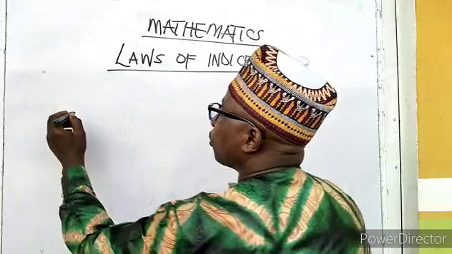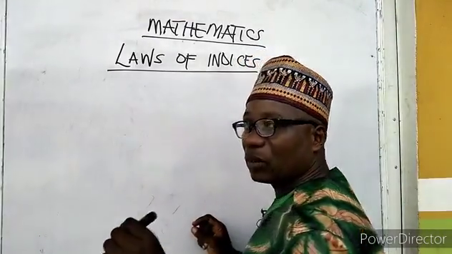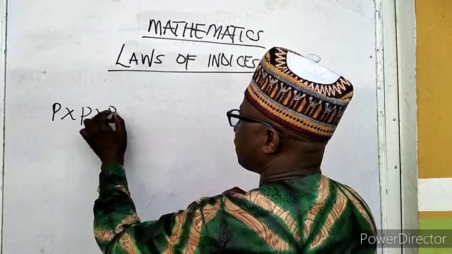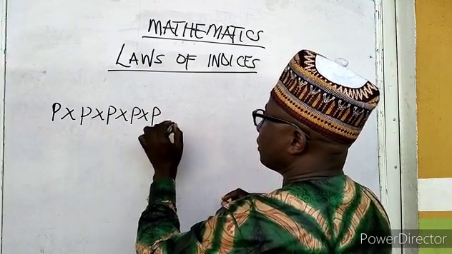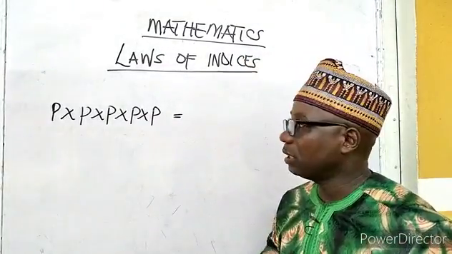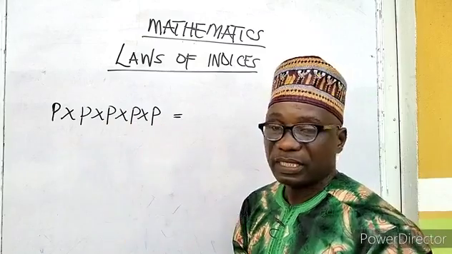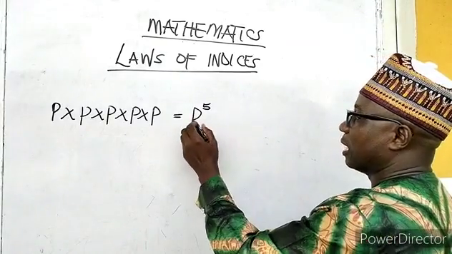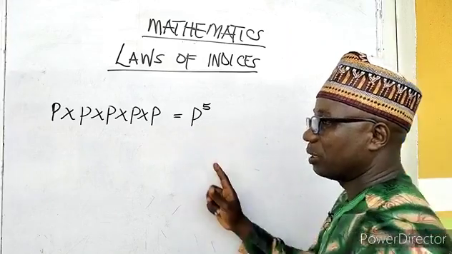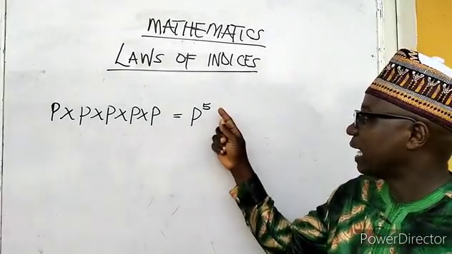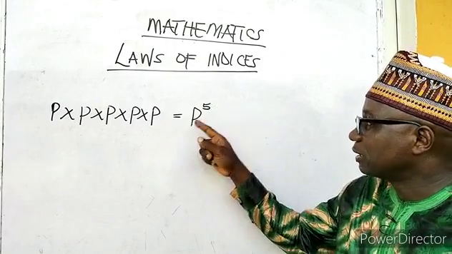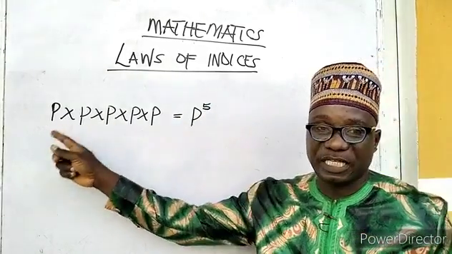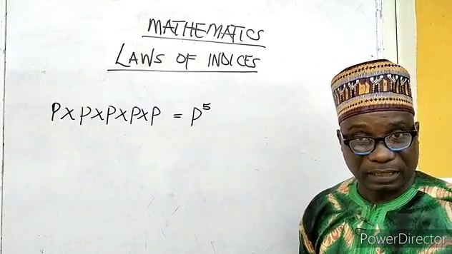This time around, they can write only one letter. You understand? For example, if I say P times P times P times P times P. Now, class, count. 1, 2, 3, 4, 5. This is P raised to the power of 5. Anytime this is written, it means that many copies. So P raised to the power of 5 is the same thing as P times P times P times P times P. I think you get it.